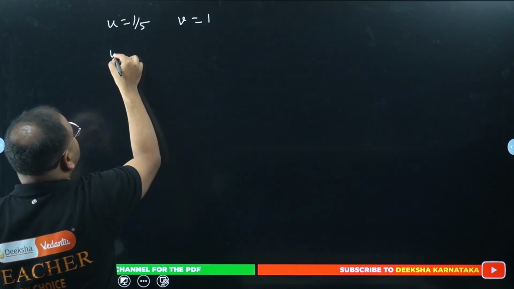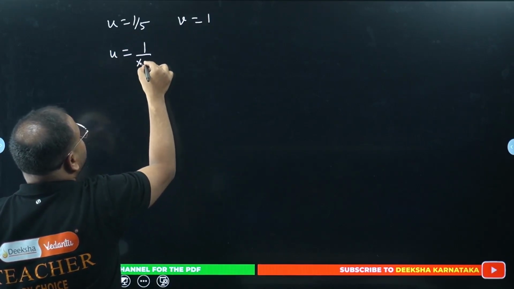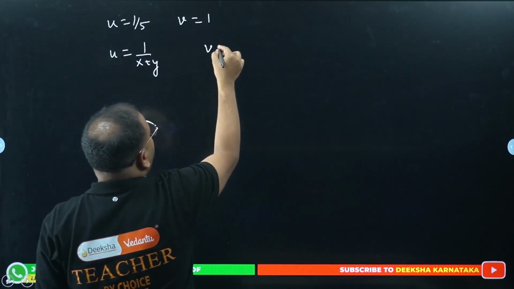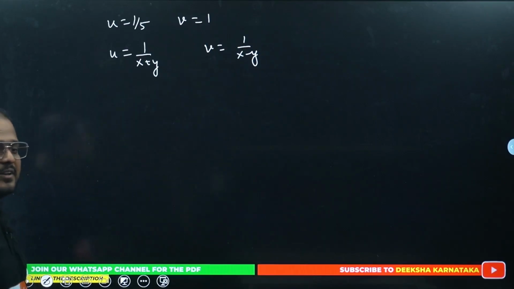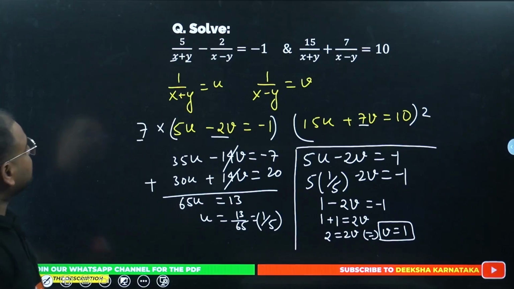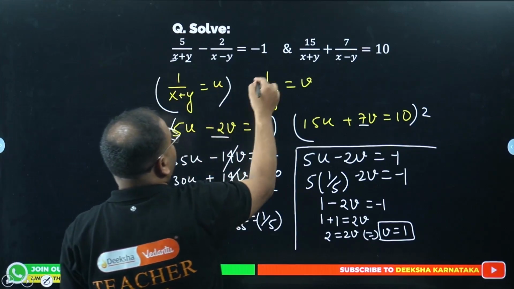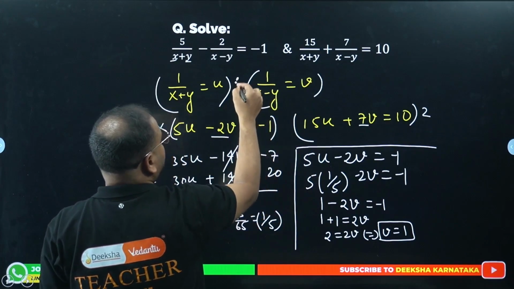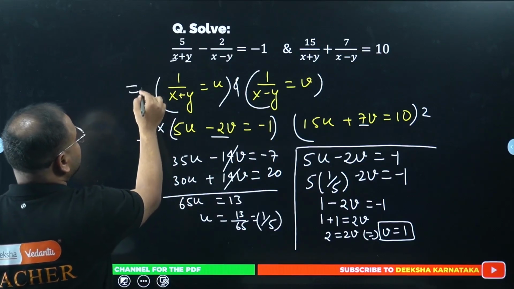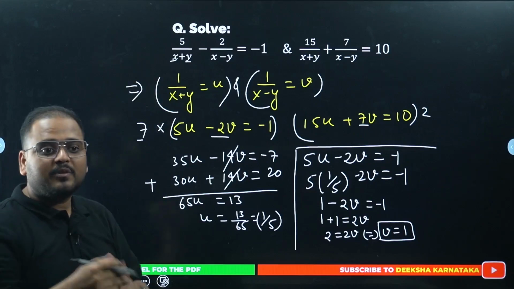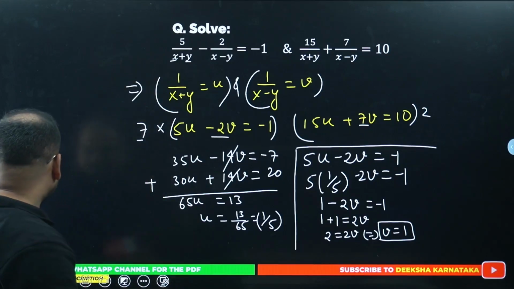What is u given as? u is 1 upon x plus y, and v is equal to 1 upon x minus y. Is it given? No. We have taken this assumption. This is our first step. We assumed this to simplify our work. Now let's go back.